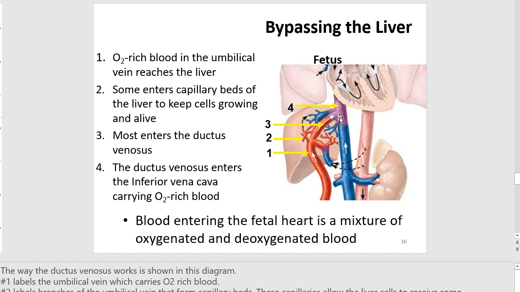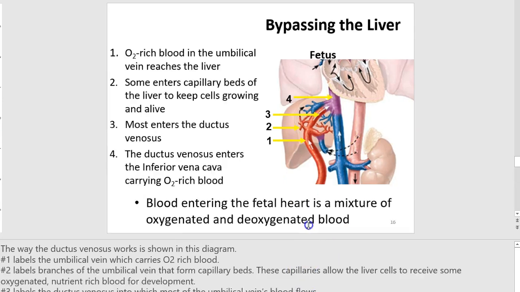So, blood entering the fetal heart is a mixture of this returning deoxygenated blood from the systemic circulation of the fetus, as well as oxygenated blood that comes from the placenta through the umbilical vein. And the liver does not deplete this oxygen level very much. The reason this looks purple right here is because it's a mixture of red and blue.